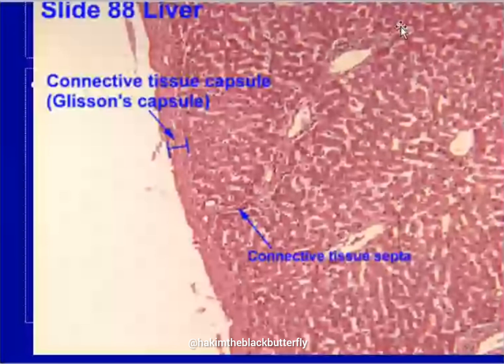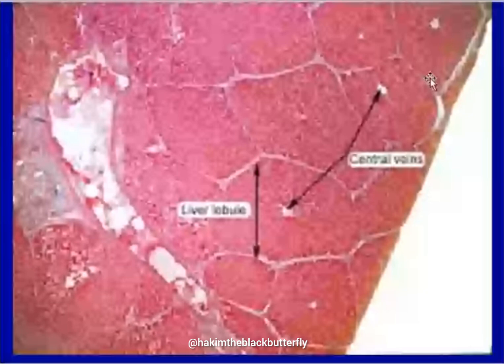Let us see. So this is our liver parenchyma. And you can see the liver is divided into subunits. These subunits are what we call liver lobules. So we are seeing the different septa of Glisson's capsule penetrating the liver, branching and connecting, branching and connecting.